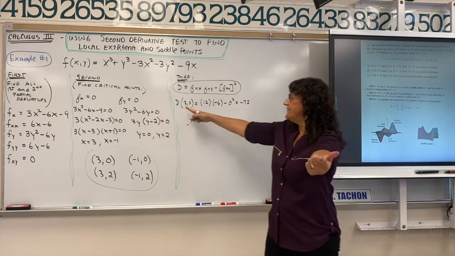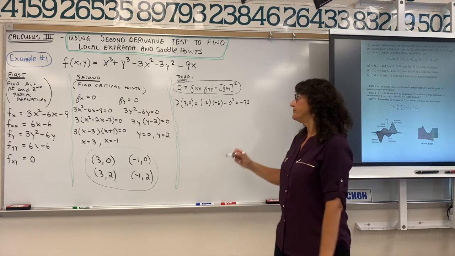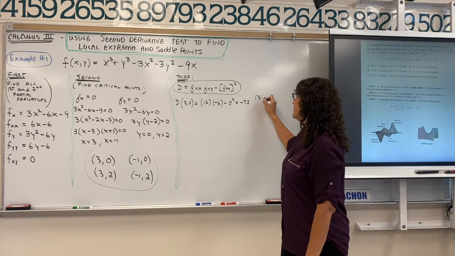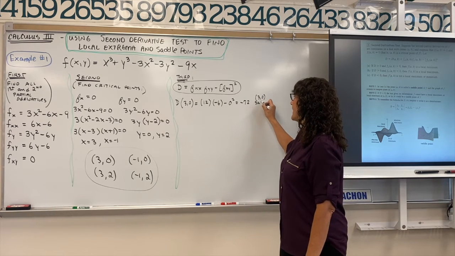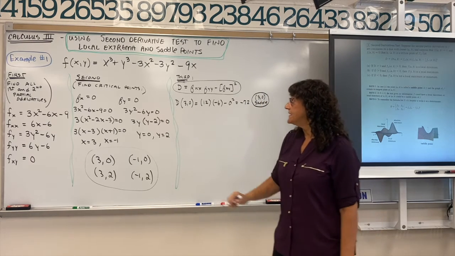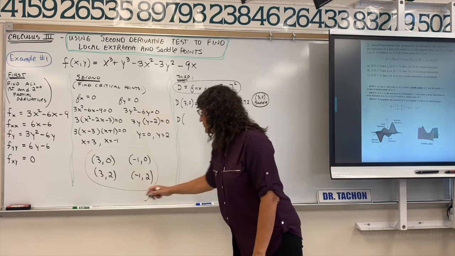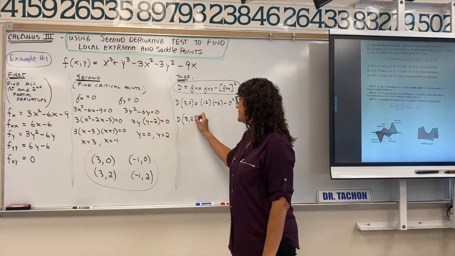When your D value comes out to be negative, then your critical point is a saddle point. So we determine that this point right here, 3, 0, is a saddle point. All right, and then we go to our next. What point do we want to do next? Let's go ahead and do 3, 2.